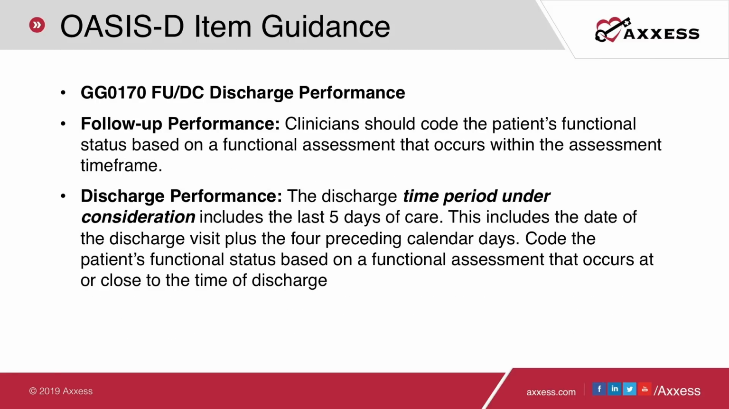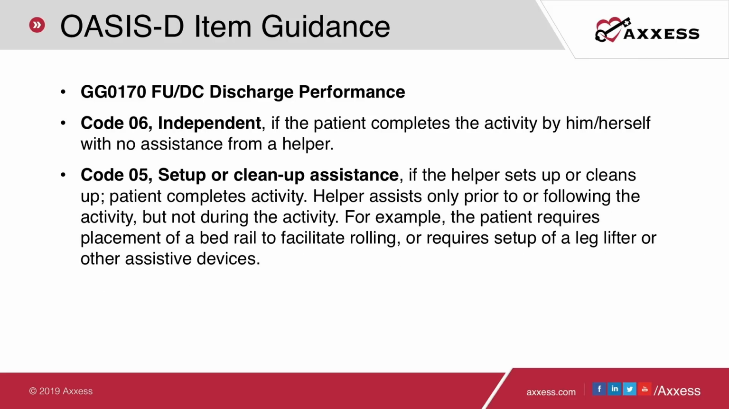At discharge and follow-up, the clinician should code the patient's functional status based on a functional assessment that occurs within the assessment time frame. The discharge time period under consideration on discharge includes the last 5 days of care. This includes the date of the discharge visit plus the 4 preceding calendar days. Code the patient's functional status based on a functional assessment that occurs at or close to the time of discharge. Next few slides you're going to see again where we talk about what each code in the 6-point scale means.